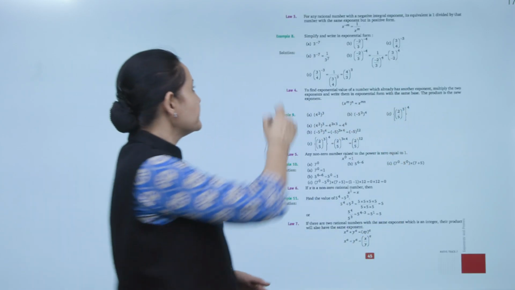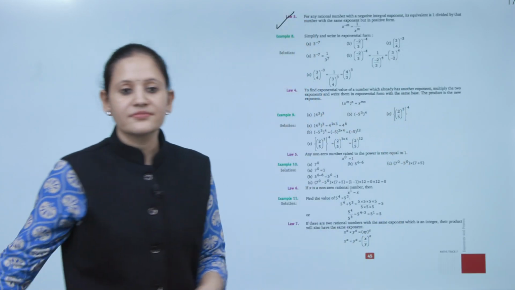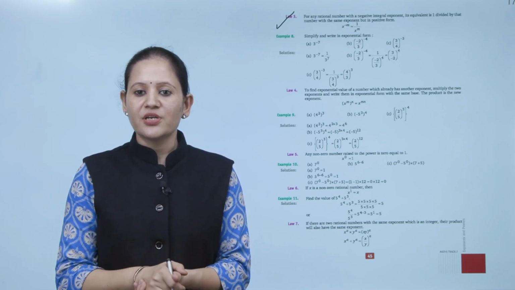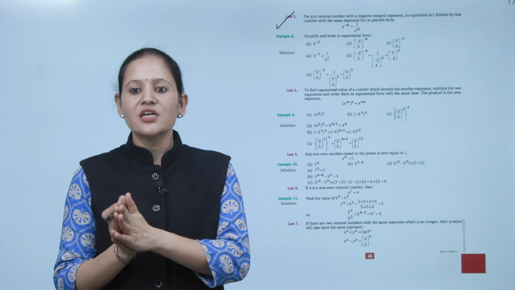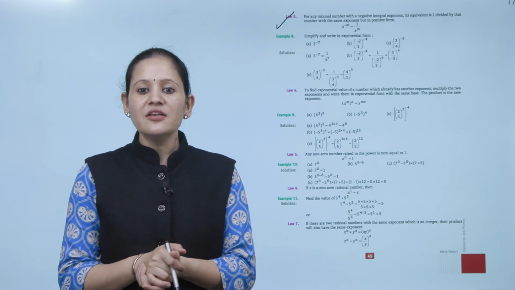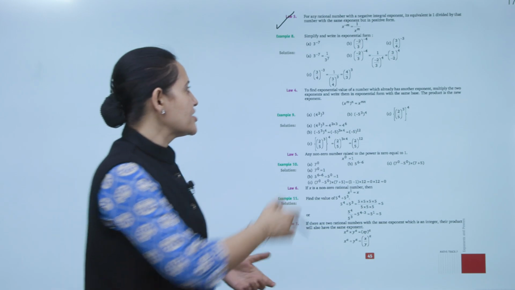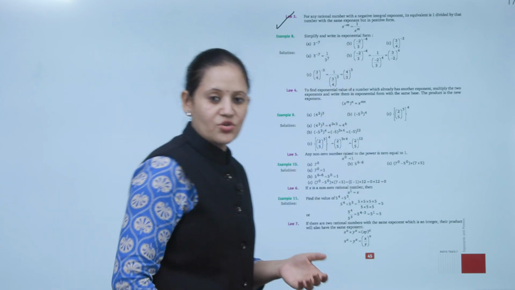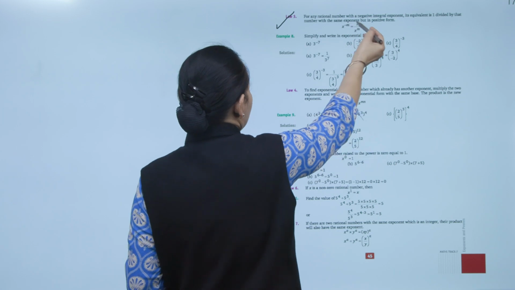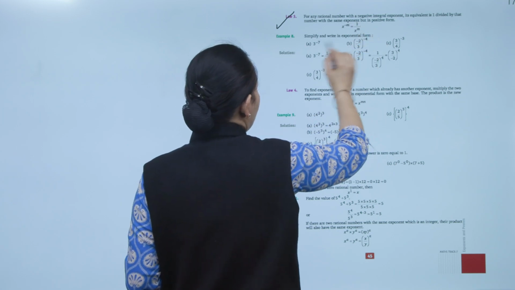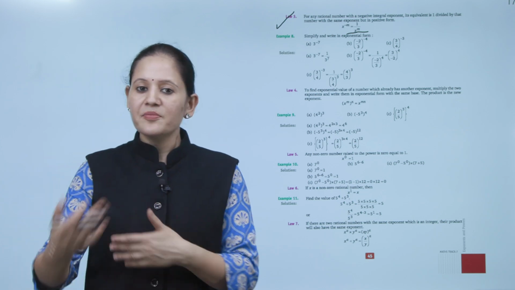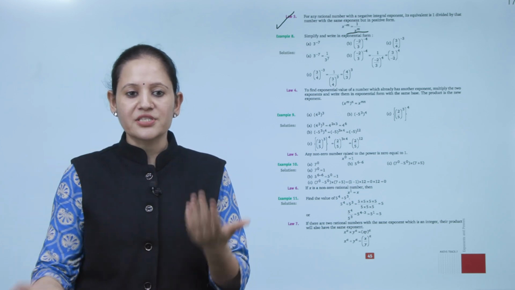Law 3. For any rational number with a negative integral exponent, its equivalent is 1 divided by that number with the same exponent but in positive form. x to the power minus m. So what will we do? We will take it to the denominator. So that is equal to 1 upon x to the power m. Clear? And what will the power become? That will become positive.